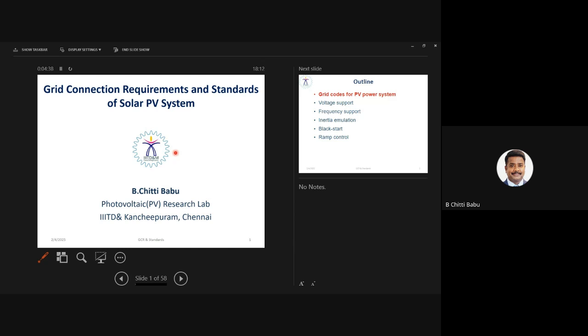However, certain standards must be followed while integrating solar photovoltaic with the utility grid. What are the standards? And what are all the grid connection requirements? These are very important for researchers and even for faculty who teach renewable power generation to students, as well as while doing research. And this is the importance of these lectures.